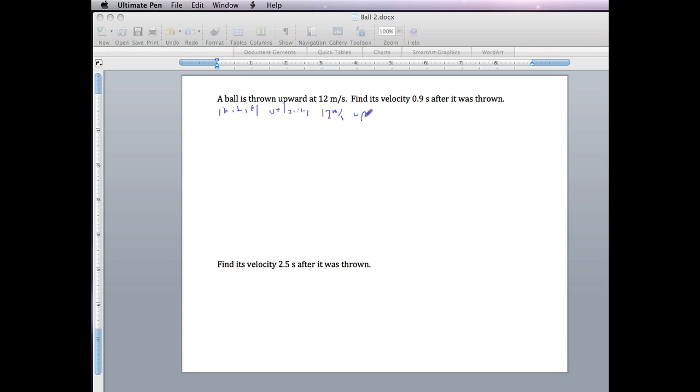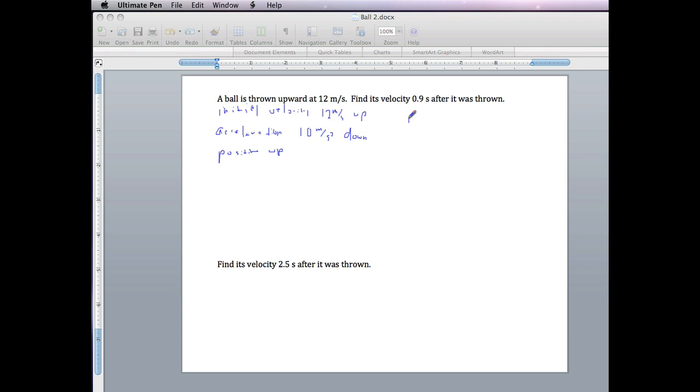Up. The acceleration is still the acceleration of gravity, and so it's still down, 10 meters per second squared. This time, one of our values is up and one is down, so we have to make a decision about positive. Let's take positive to be up.